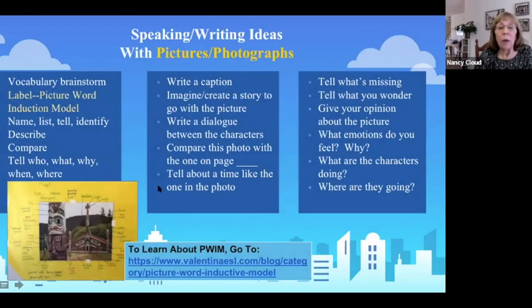And finally, I wanted to include in this PowerPoint some additional speaking and writing ideas with pictures and photographs, because there are just so many ideas about how to use pictures and photographs. Specifically, I wanted to make sure that if you don't know about the picture word induction model, you would have somewhere to go, good old Valentina, to learn about picture word induction models, something you can do with illustrations. But there are many other ideas here for you. There are thousands of ideas for how to use photographs, visuals, and illustrations for speaking and writing activities.